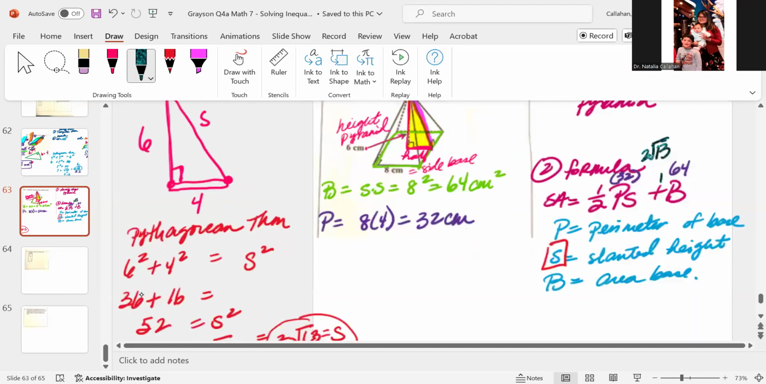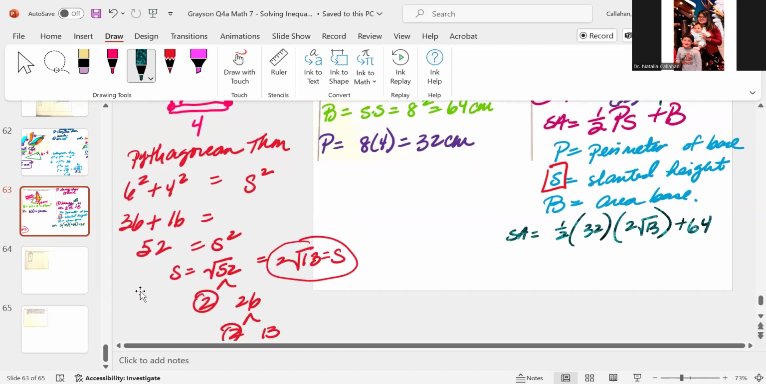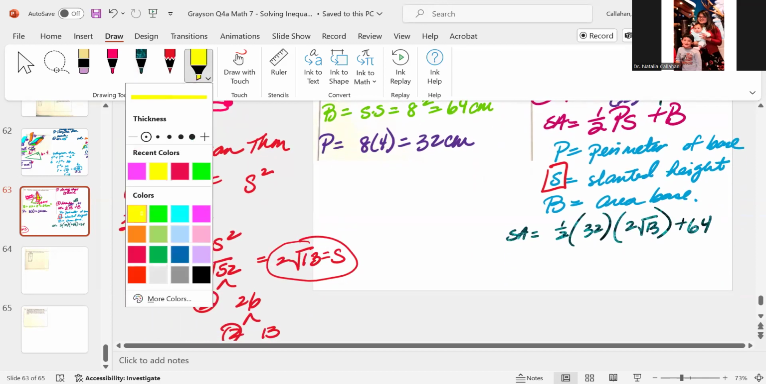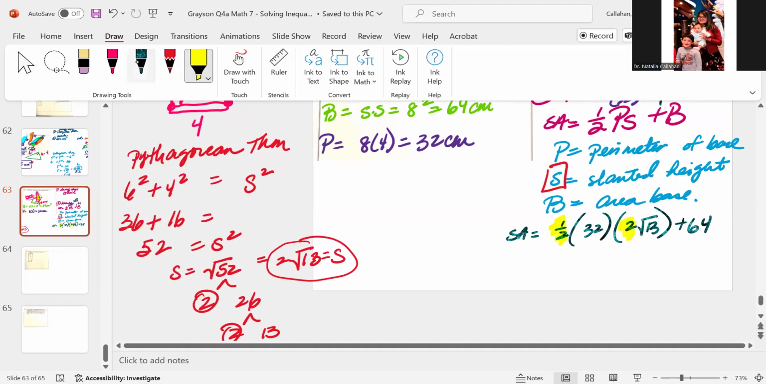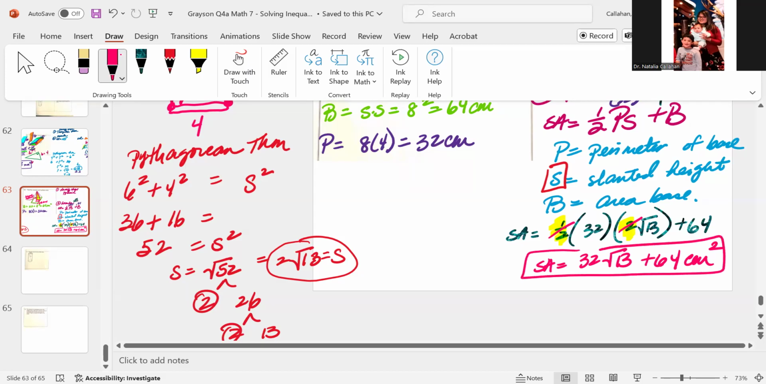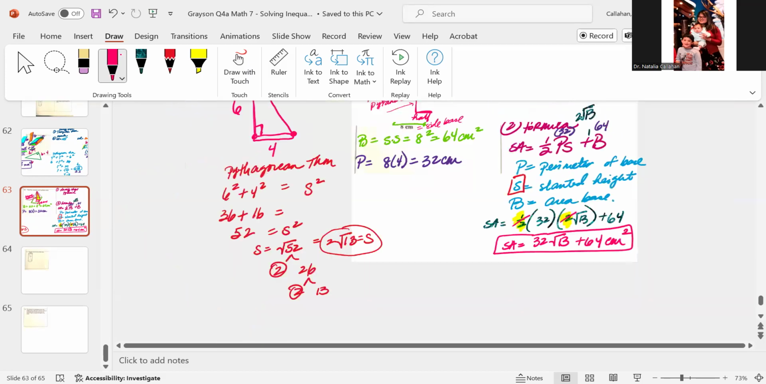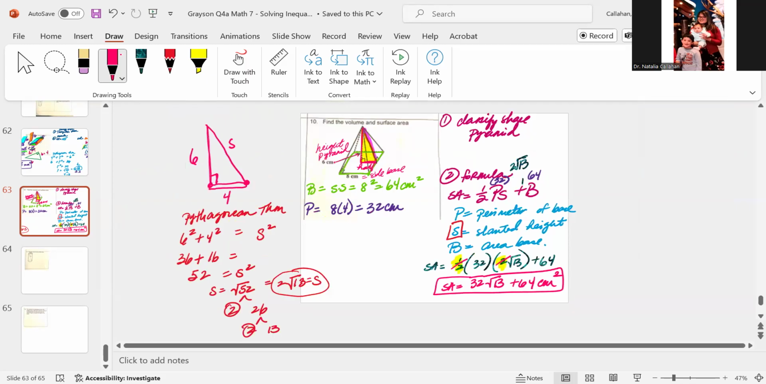So let's put it all together because now I have all 3 letters, correct? So surface area equals 1/2 perimeter, which is 32, times 2 square root 13, plus 64, right? Now it's easy to do this one. What's 1/2 of 2? Do you see how that just kind of cancels? So you have 32 square root 13 plus 64 centimeters squared because you're looking for the surface area. Okay, that's just the surface area. We're going to have to do some work for the volume.